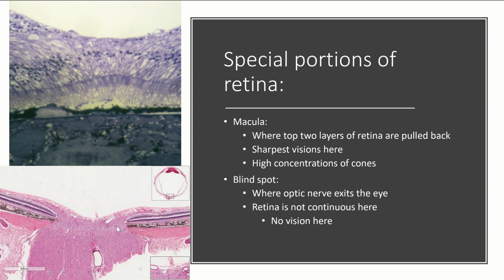So there's no retina here. And as a result, there's no way for us to pick up light going through here. So we actually can't see things that are in our blind spot. Okay, you actually have no vision. That's very different from the macula, where you have the sharpest vision, right? So know the difference between the two.